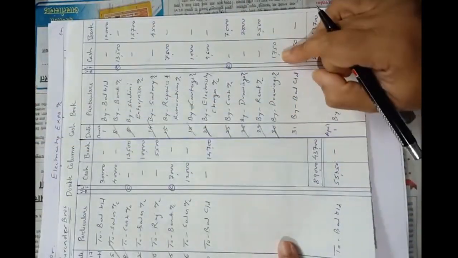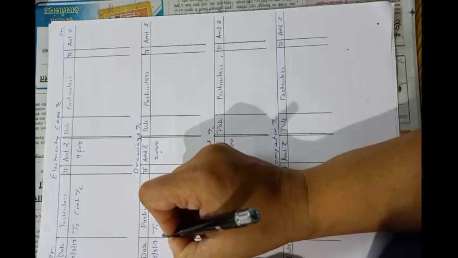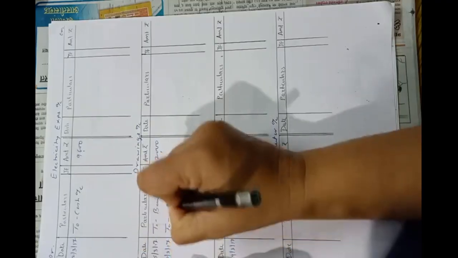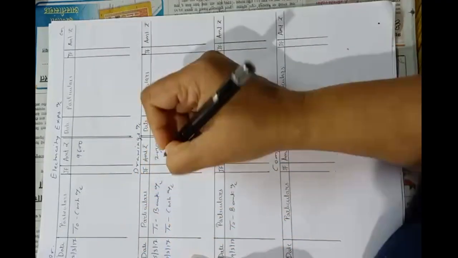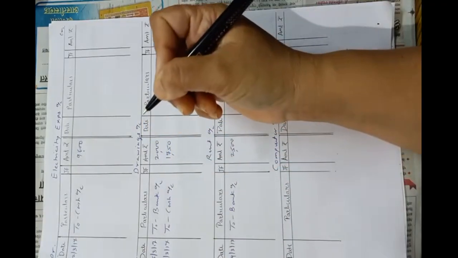Now 30th, cash column. Credit of cash by drawings means debit of drawings to cash on 30th to cash account. Amount is 1750. This entry is of balance, so it is cash balance and bank balance, so we will not record it.